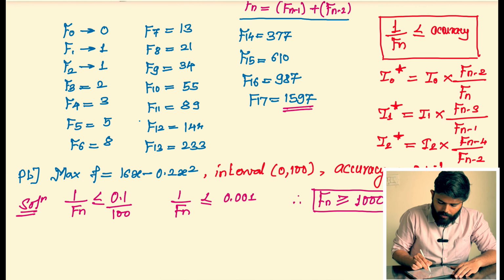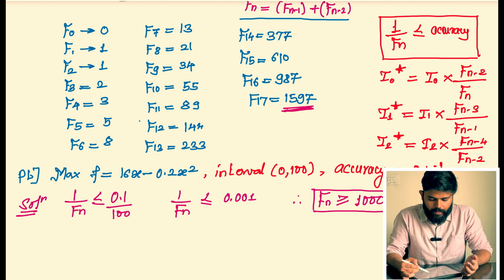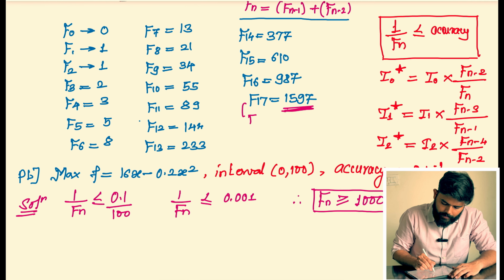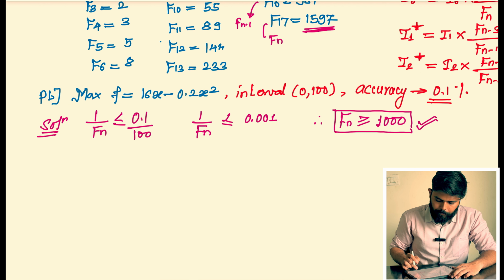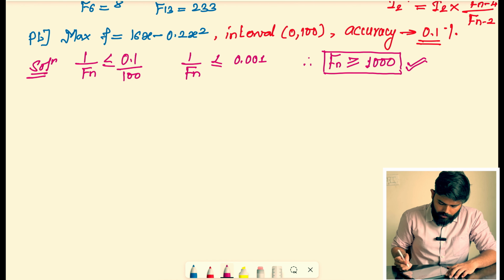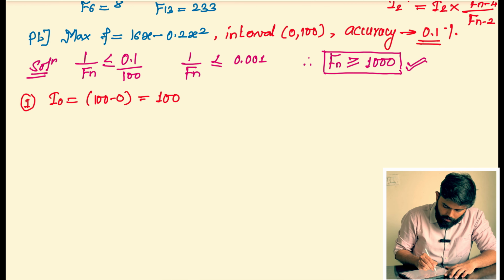So now we have F17, the value of F17 is greater than or equal to 1000. If we consider F16, it is 987, which is less than 1000. So now for us, F17 will be Fn, F16 will be Fn minus 1, F15 will be Fn minus 2, F14 will be Fn minus 3, and likewise. Okay, so let us start with the first iteration. Number 1, first iteration. So interval I0 will be 100 minus 0, that is 100.